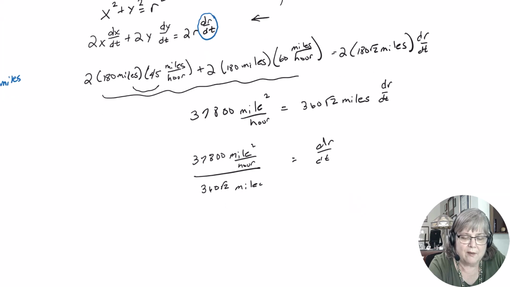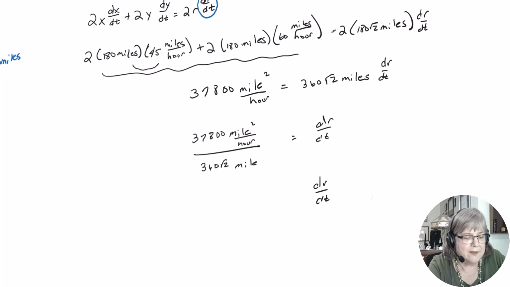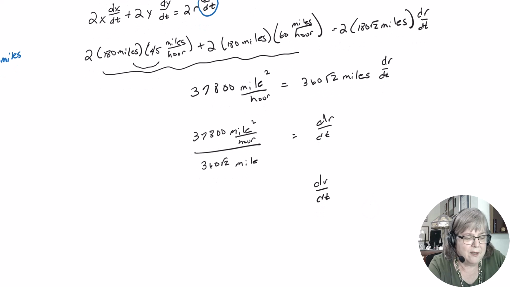So see how the mile on the bottom is going to cancel out the one on the top? So that's good. It's miles per hour. I kind of like that. Because this is how quickly. It didn't say how far apart they are. It said how quickly. So dr/dt.